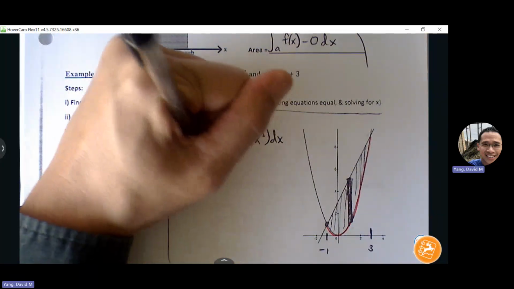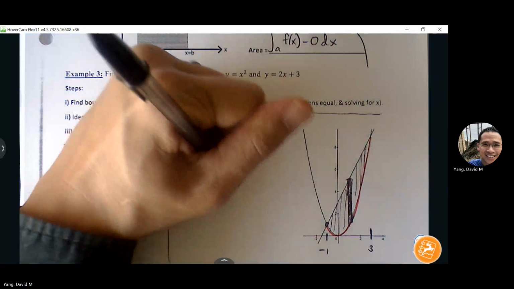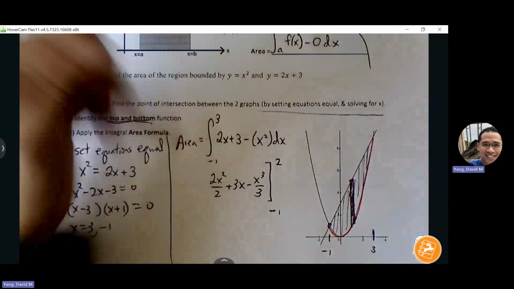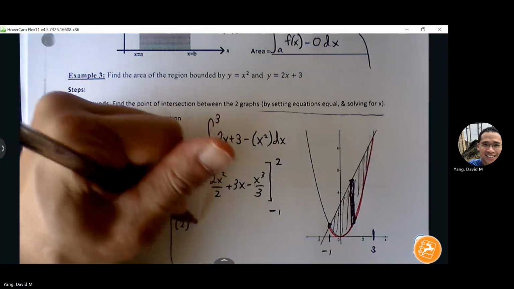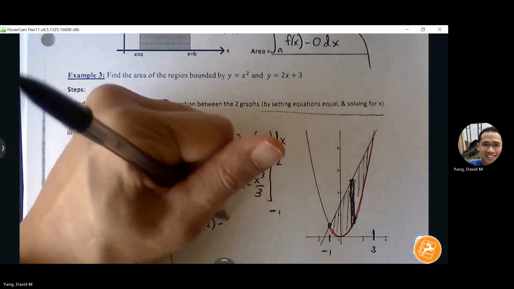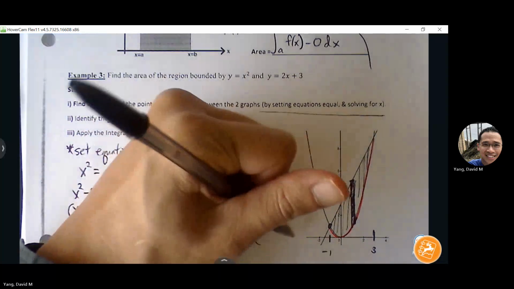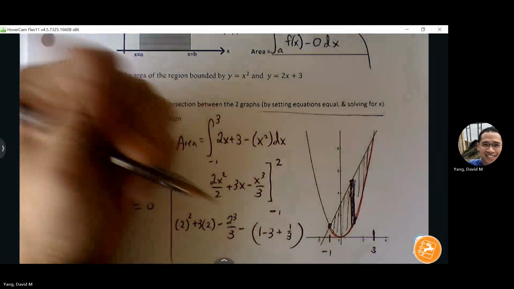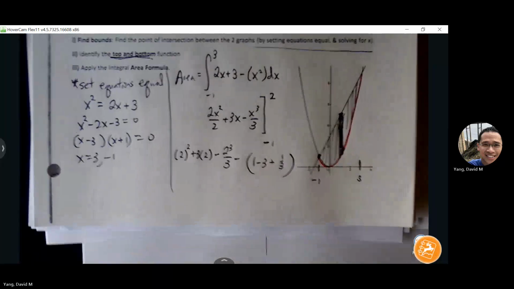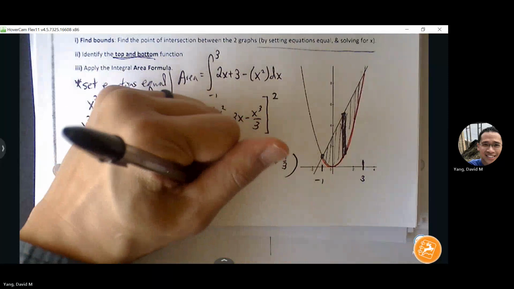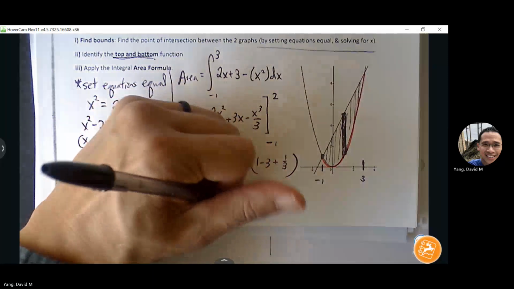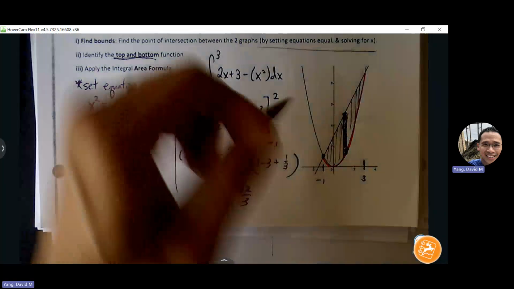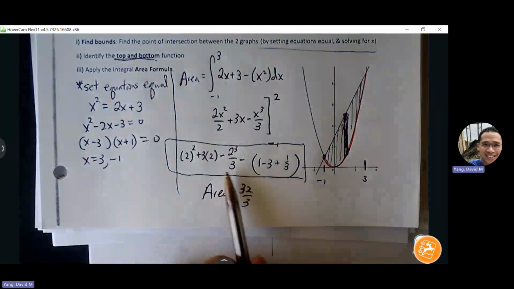Power rule for each of the terms. And then we can evaluate the bounds, upper bound first. Now, if this problem happened to show up on the FRQ on the non-calculator portion, then you can leave your answer in this form.